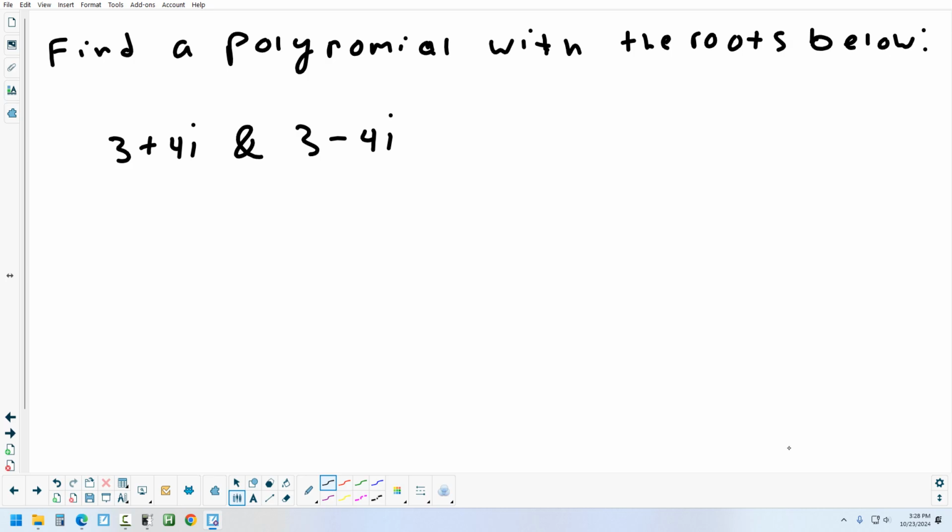All right, so this one we're going to take a look at finding a polynomial that has certain roots. This one we'll do with imaginaries, then we can do one after that has reals.